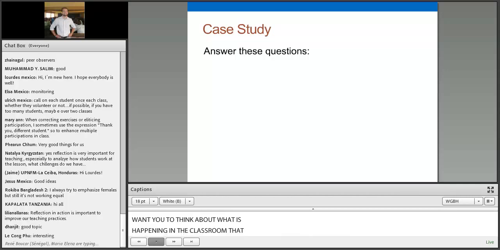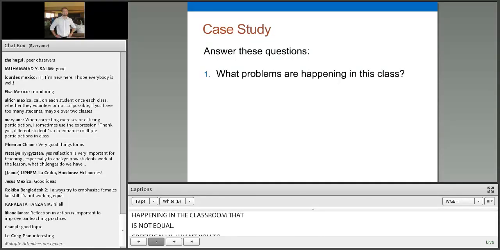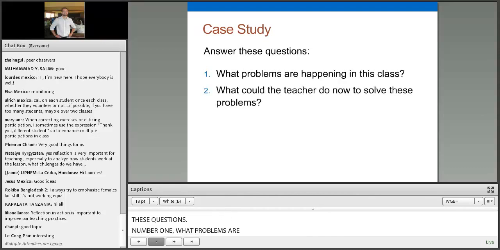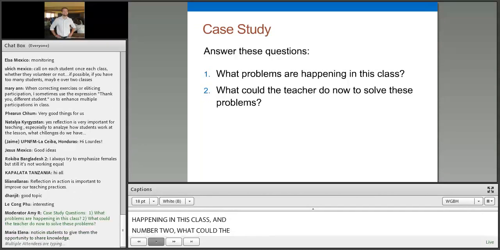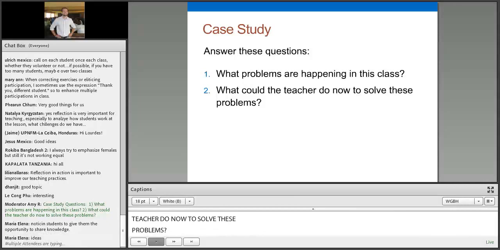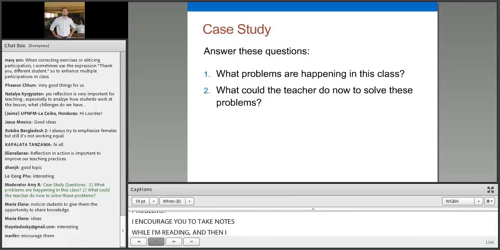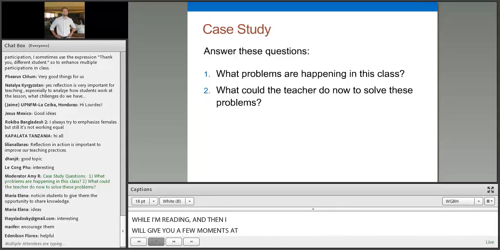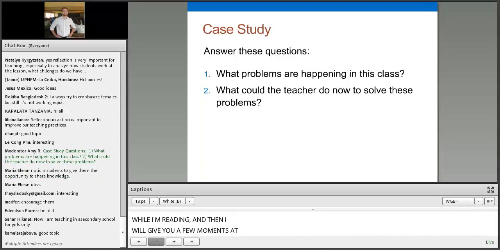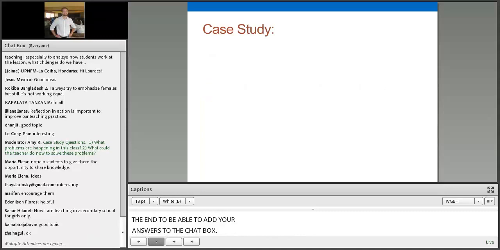Specifically, I want you to think about your answers to these questions. Number 1, what problems are happening in this class? And number 2, what could the teacher do now to solve these problems? I encourage you to take notes while I'm reading, and then I'll give you a few moments at the end to add your answers to the chat box. All right, ready? Let's begin.